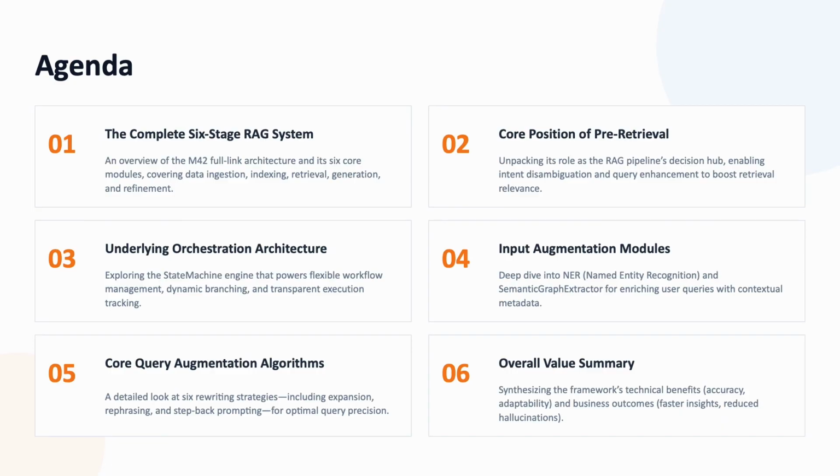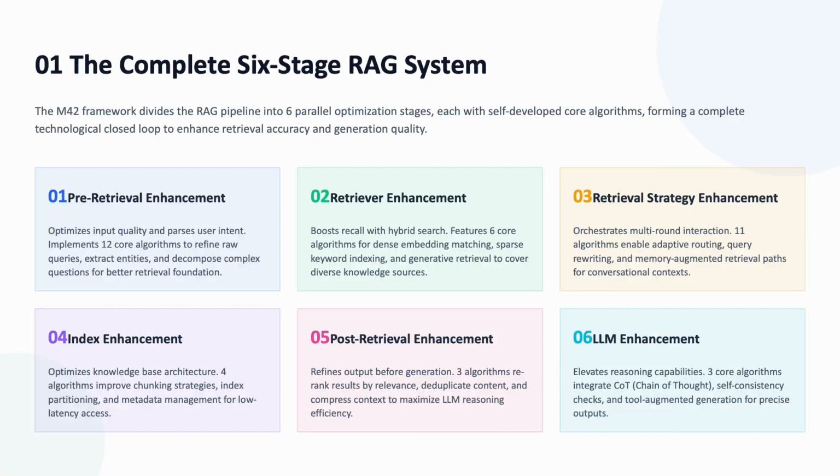Third, we'll unpack the underlying StateMachine orchestration engine that supports all pre-retrieval logic. Fourth, we will conduct an in-depth analysis of input augmentation modules, focusing on 3 mainstream NER implementation solutions. Fifth, we'll introduce 6 core query augmentation rewriting algorithms optimized for retrieval performance. Finally, we will wrap up with a comprehensive summary of the technical and business value brought by the M42 pre-retrieval system. Let's start with the full M42 RAG architecture.